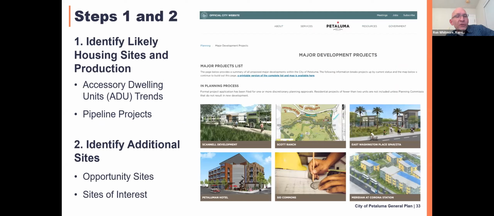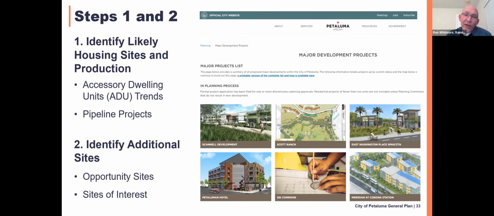The first 2 steps really are all about identifying the pool of likely housing development in the next 8 years. First, we go with the lowest hanging fruit. We're able to develop trends based on the last 3 years of housing development with ADUs and use those same trends projecting out over the next 8 years. Likewise, we work from the city's existing list, as seen on the slide here, of pipeline projects, and assume that those will be built as appropriate in the next 8 years. So we count all those assumed to be built units.